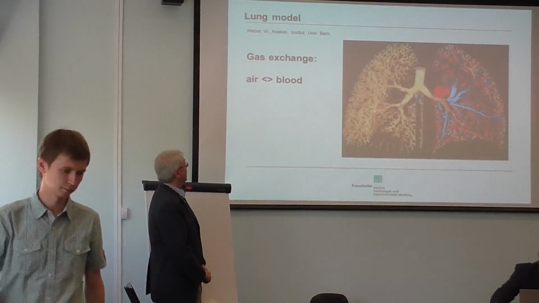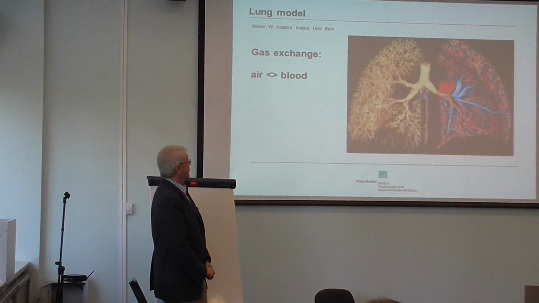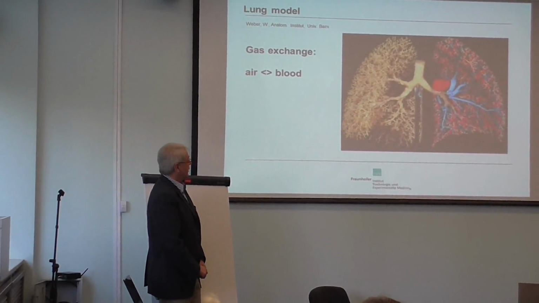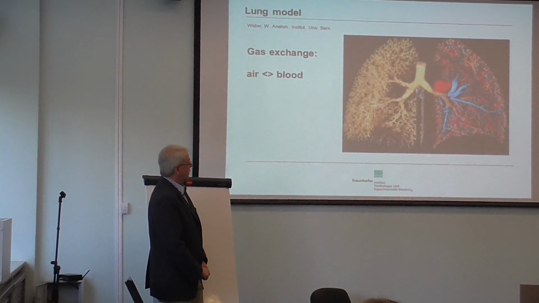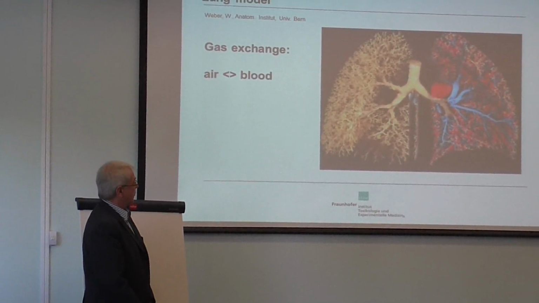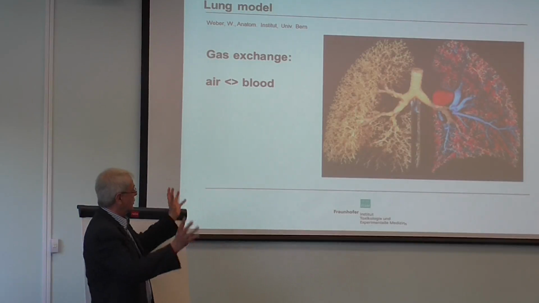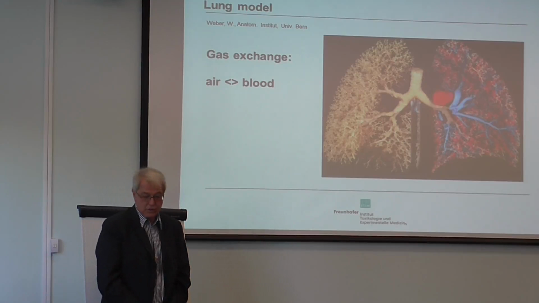This is a replica made at the Institute of Anatomy of the University of Bern, and it shows on the left side the gas exchange system, and on the right side, blue and green or the red one, the capillary system. So as you can see, the lung has a trachea, and then there are bifurcations, conducting airways, and finally you have this huge inner surface area that provides the gas exchange.